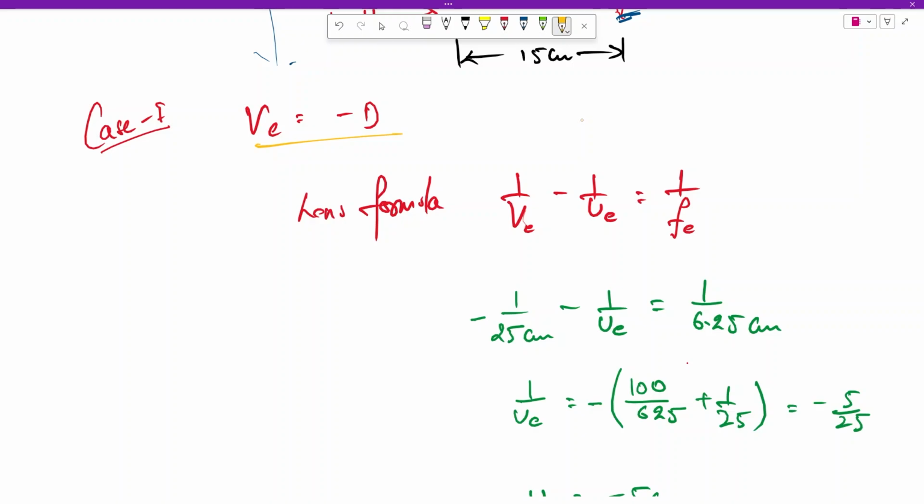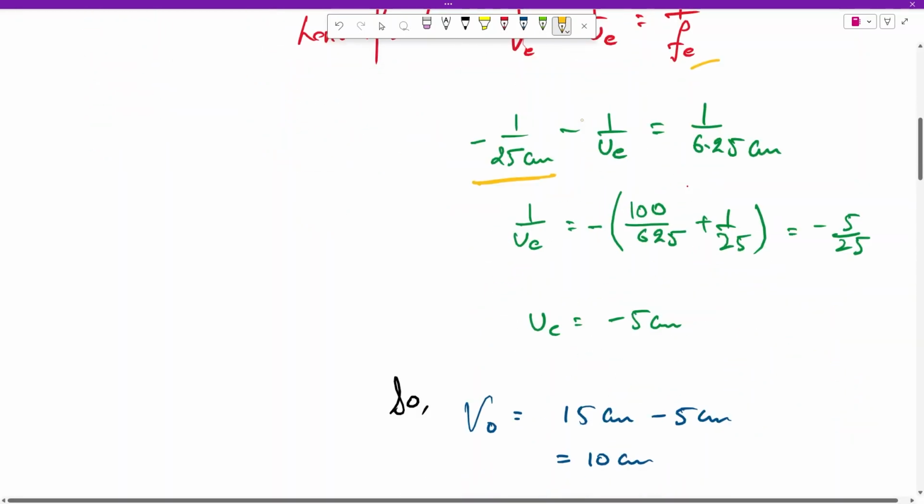So here 1 by V is minus 25 centimeter. Now 1 by U_E, minus that, equals 1 by 6.25. We have been given the value of F_E, that is 6.25, and since it is a convex lens, F_E is going to be positive. Now solving for this, we have got a value of U_E as minus 5 centimeter.